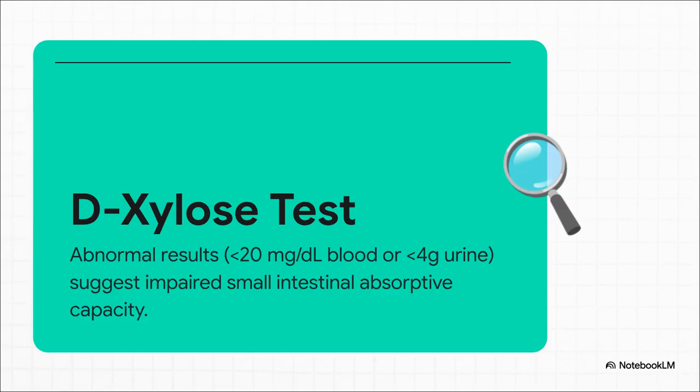Now, here's a classic test you absolutely have to know: the D-xylose test. The beauty of this test is in what it tests and what it doesn't. See, D-xylose is a sugar that gets absorbed directly by the intestinal wall, no pancreatic enzymes required.